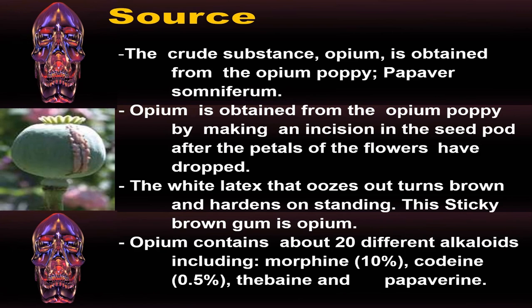Opium is obtained from the opium poppy, the plant Papaver somniferum. Opium is isolated from the opium poppy by making an incision in the seed pod after the petals of the flowers have dropped. The white latex that oozes out turns brown on air and hardens on standing. This sticky brown gum is opium. Opium, in fact, contains about 20 different alkaloids, including morphine, codeine, thebaine, and papaverine.